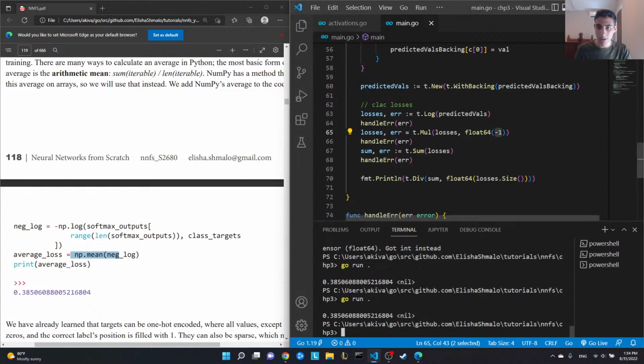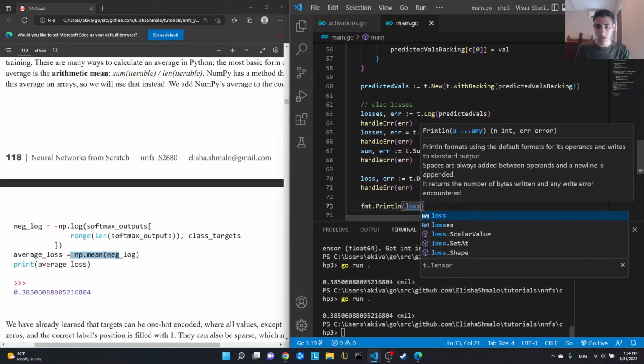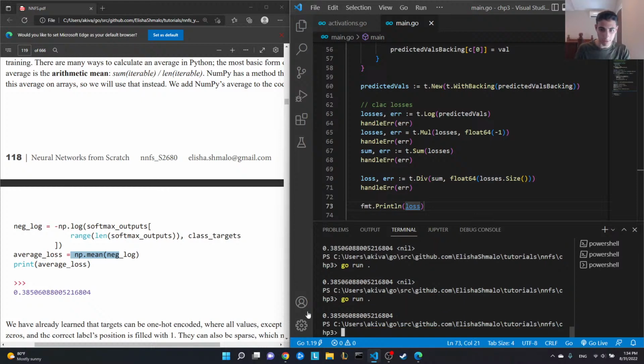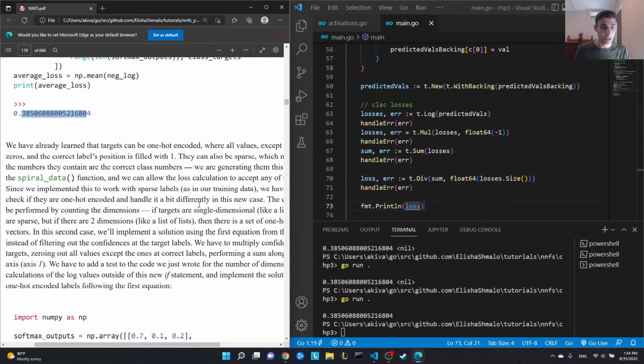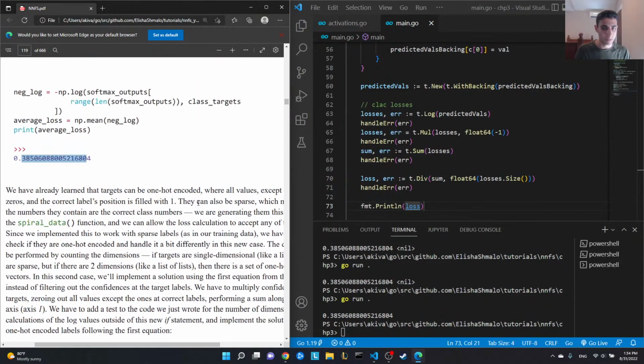So this is our loss. So let's put this over here. So instead of saying losses, now we actually have a full-on loss. Loss, comma, error, colon equals this, and then we can handle the error, and finally we can fmt.Println loss. Great. And great. So this is our value. Is it the same as his? It is the same as his. Very good. In fact, it's exactly the same as his. Wow. So there you go. That is very cool. Okay.